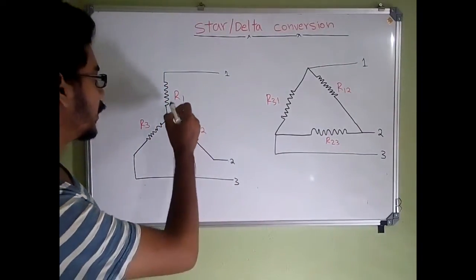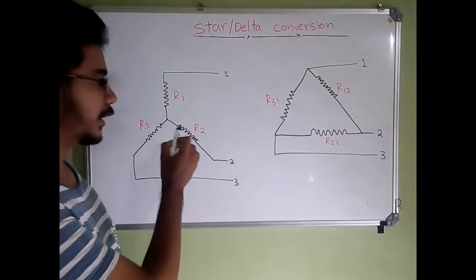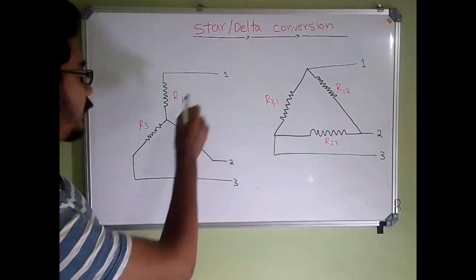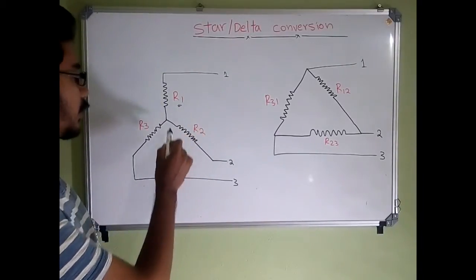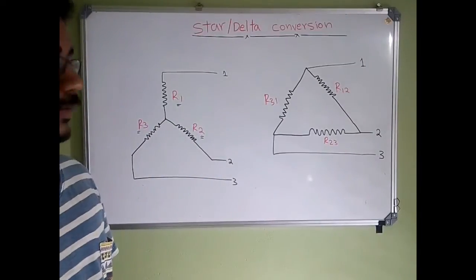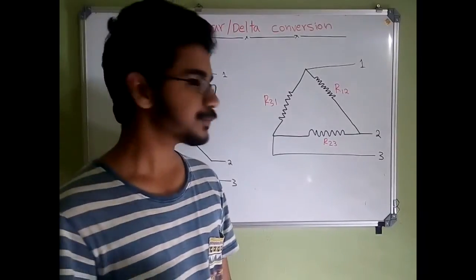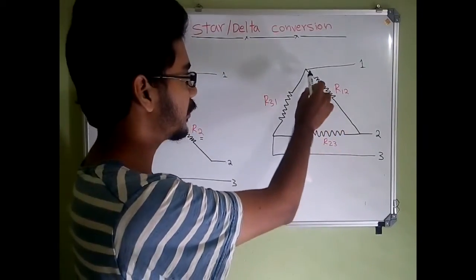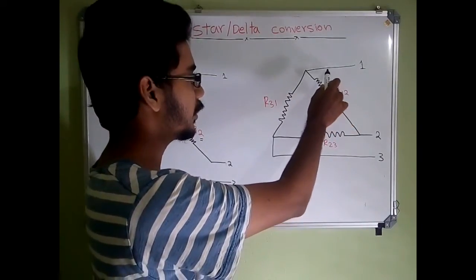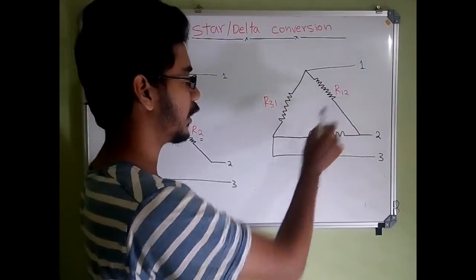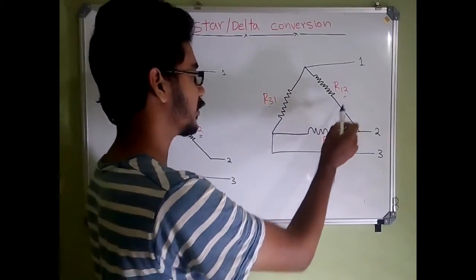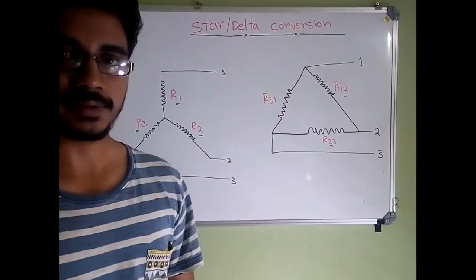In star, one end of the resistor is connected to terminal and other end is connected to a common point. So here the resistance between terminal 1 and common point is known as R1. Similarly, we can write R2 and R3 for this star configuration. Here in delta configuration, the resistor is connected between two terminals. Here R12 means here resistor is connected between terminal 1 and 2. So we can write R12. In between 2 and 3 we can write R23. So similarly we can represent these resistors like this.